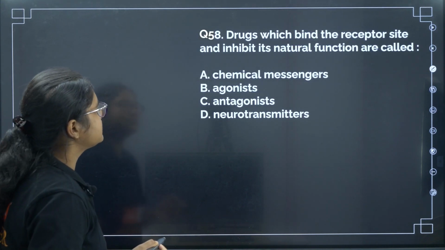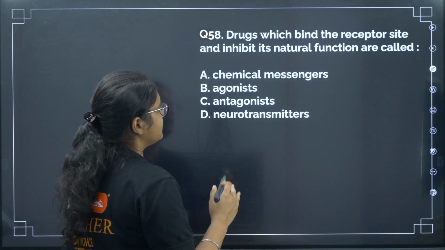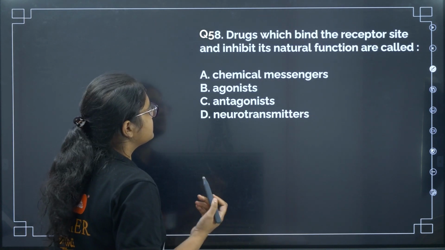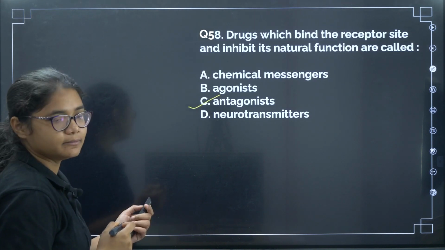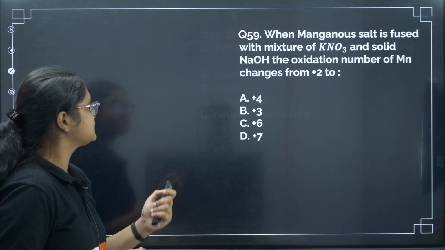Next, drugs which bind to the receptor site and inhibit its natural functions, so these are called your antagonist. So correct answer for this question is option number C. So let us see the next question.